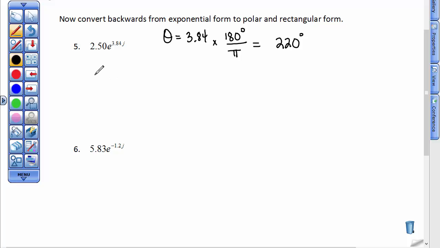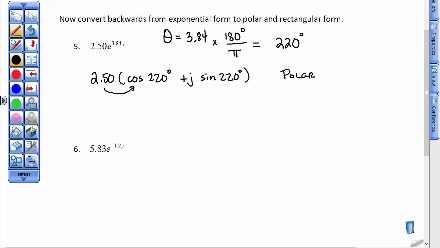So in polar form, this is written as 2.5, and I'm going to write this out longhand, times the cosine of 220 degrees plus j times the sine of 220 degrees. So I'm just going to come on over here and say that this is polar form. I wrote it out longhand so that now you could take, and I have forgotten to do this in advance, so I'm going to do it right now.